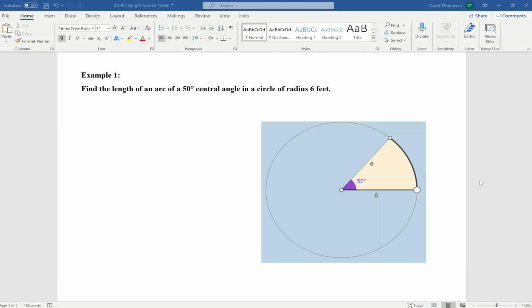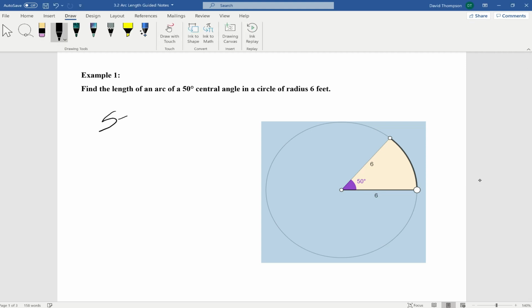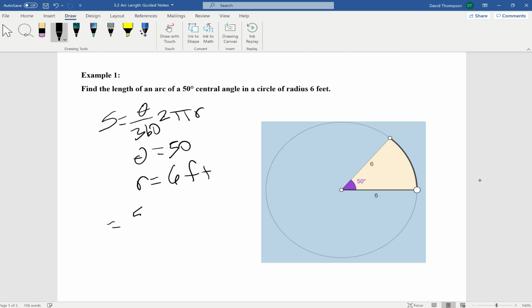Example 1. Find the arc length of a 50-degree central angle in a circle of radius 6 feet. So recall, if we don't know the radians, we use the formula S equals theta over 360 times 2 pi r. So our theta is 50, our r equals 6 feet. Plug everything into the formula, so it's going to be 50 over 360 times 2 pi times 6.